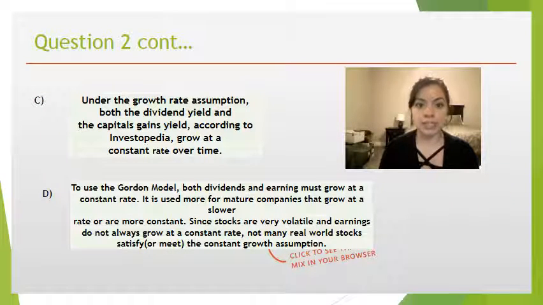Question 2, part C. Under the growth rate assumption, both the dividend yield and the capital gains yield, according to Investopedia, must grow at a constant rate.